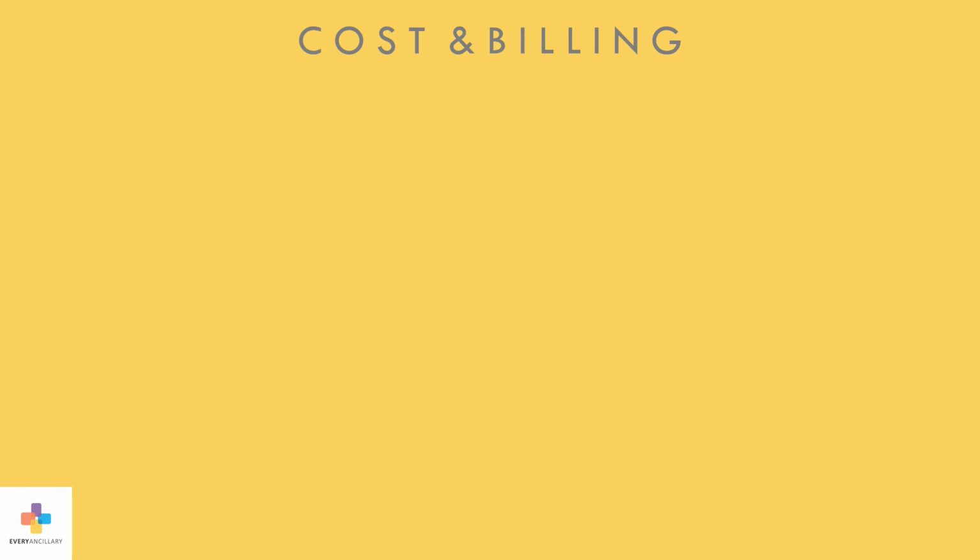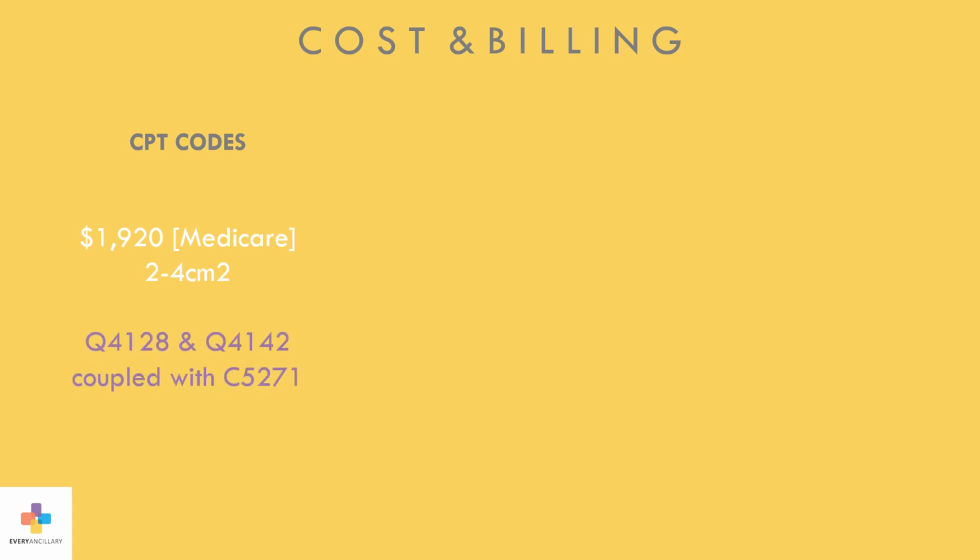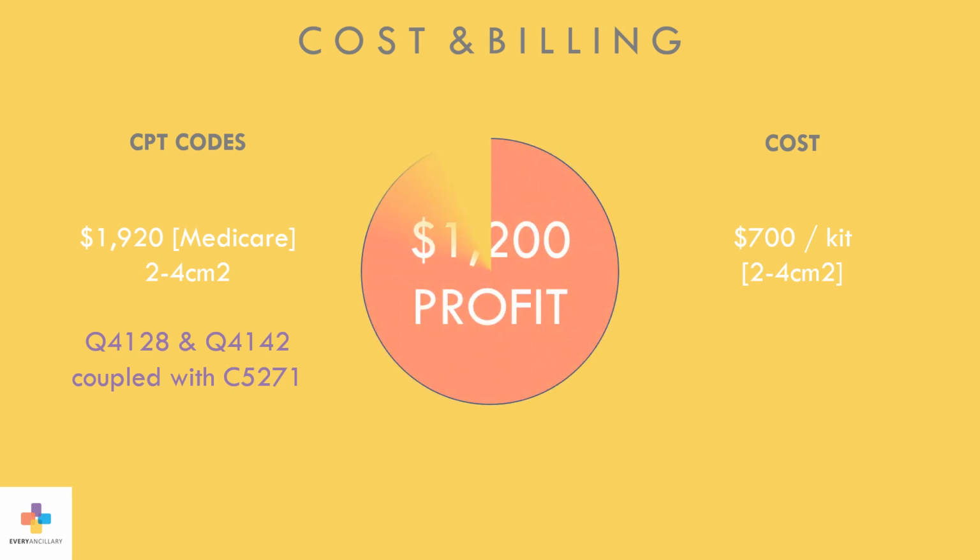Billing for the procedure will see a reimbursement of $1,920 from Medicare for a wound 2 to 4 centimeters in size. Coding is with the Q codes that includes Q4128 and Q4142, priced at a square centimeter application, and it's coupled with a code such as C5271. The C code selected will depend on the size and location of the wound. Commercial insurance will also reimburse for the treatment. The cost for a dressing of that size is $700, leaving a profit of over $1,200 for the practice.